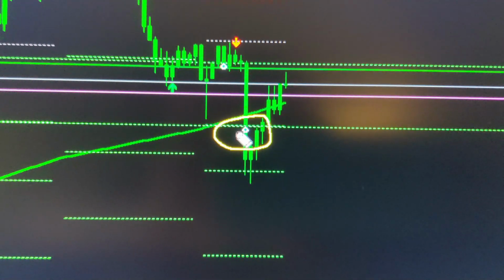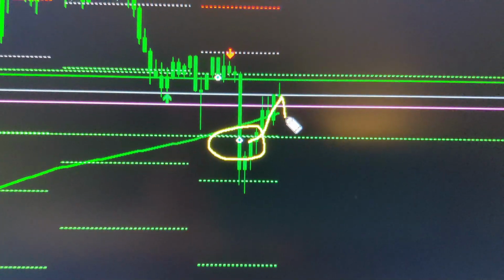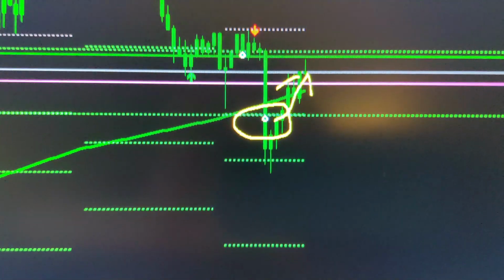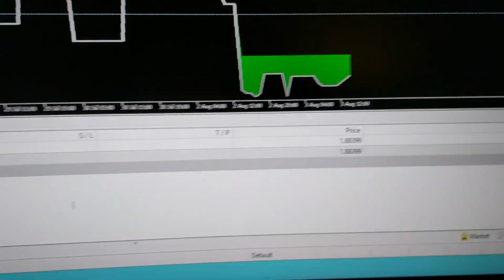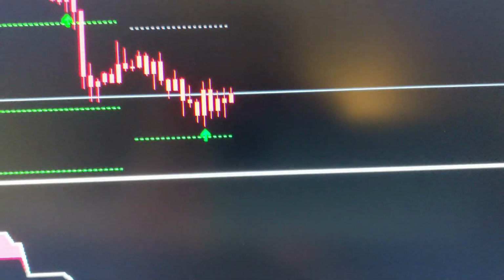So it took a second trade, and the pair has been pushing up since that time. So we're looking pretty good on that pair right now, and we're currently in $14 profit. So I'm going to be taking another position here on the US dollar Japanese yen.